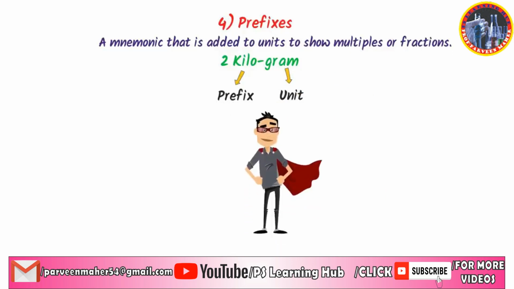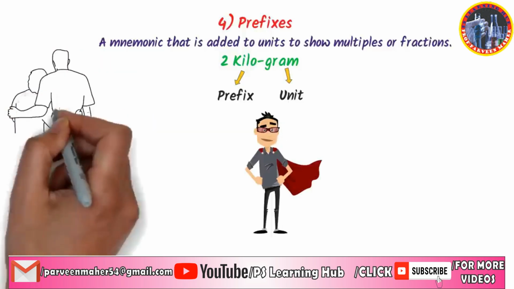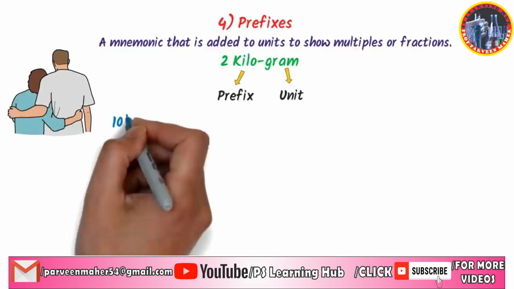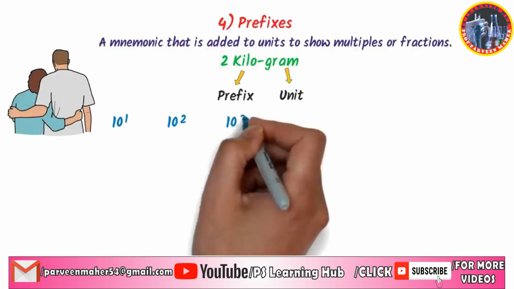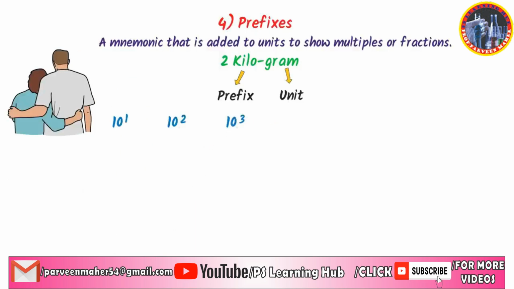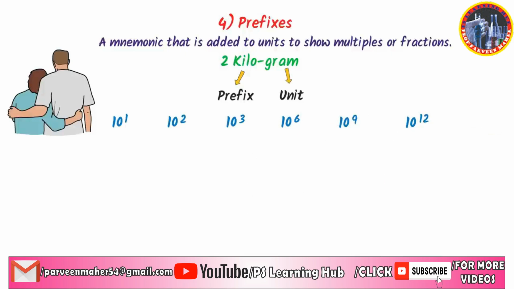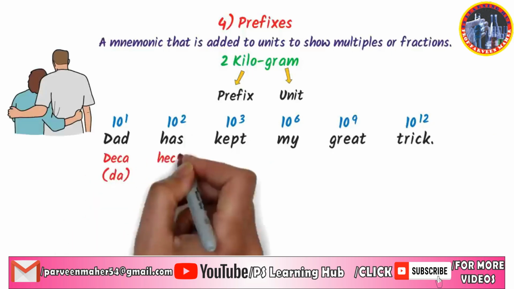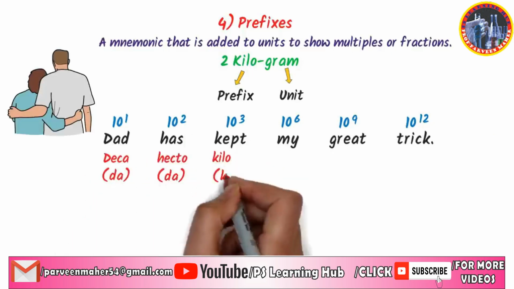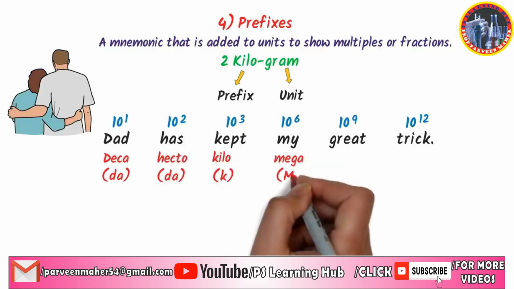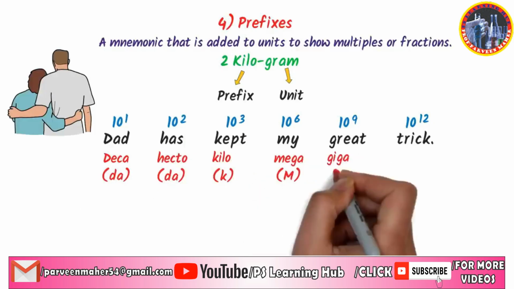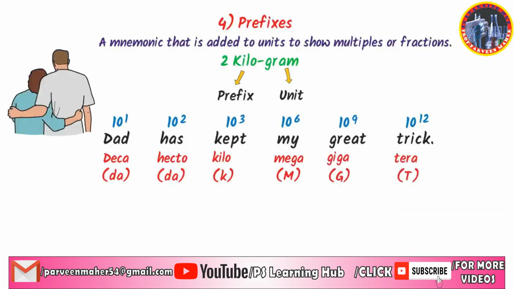Now how can we remember the list of important prefixes? Well, I use my personal trick. I always write 10 to the power 1, 2, 3 and then I jump 3 times: 6, 9, 12. Now I say, "Dad has kept my great trick." This D stands for deca, this H stands for hecto, this K stands for kilo, this M stands for mega, this G stands for giga, and this T stands for tera.